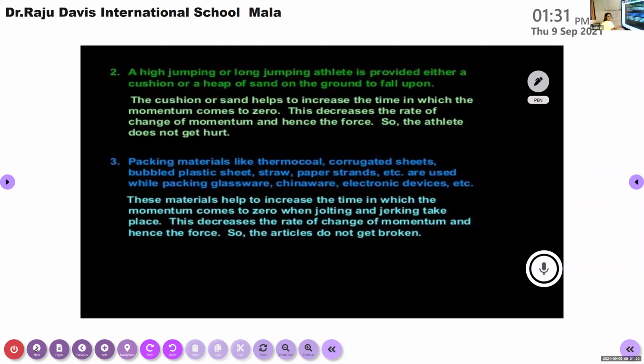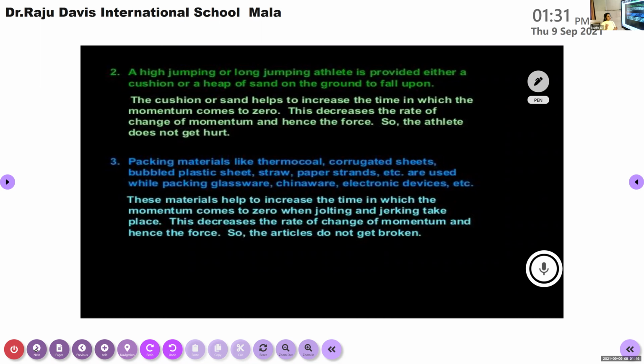So the basic reason behind all these applications is, if we increase the time taken to stop that object, then the velocity also automatically decreases. If the velocity decreases, then the momentum possessed by that moving body decreases. So we can overcome the injury caused by that moving body.